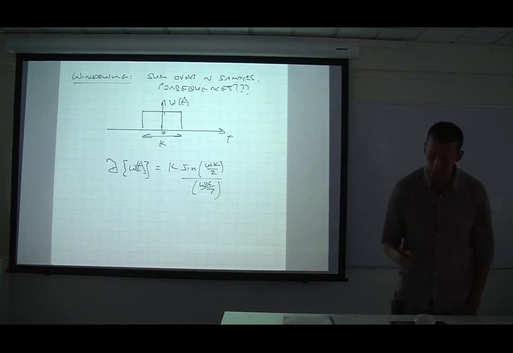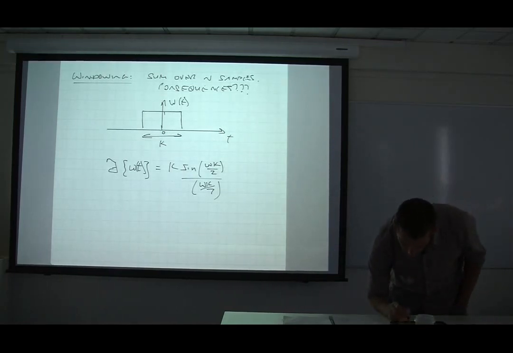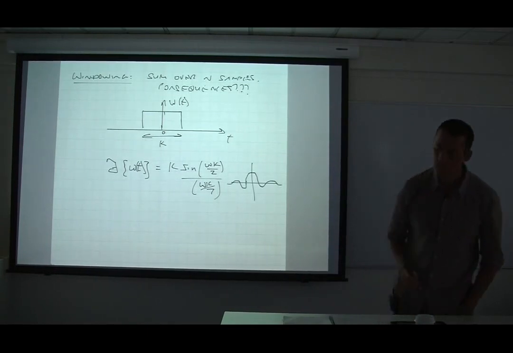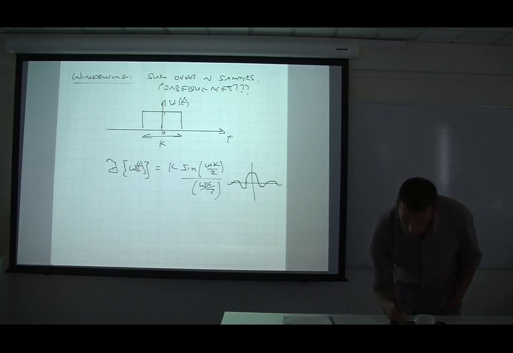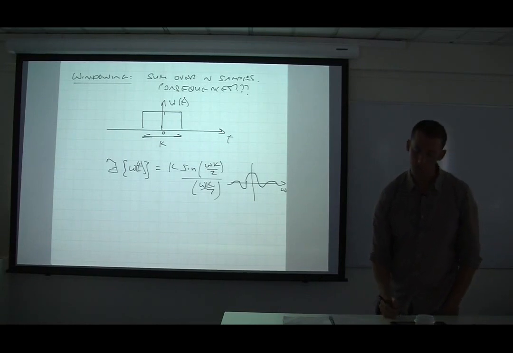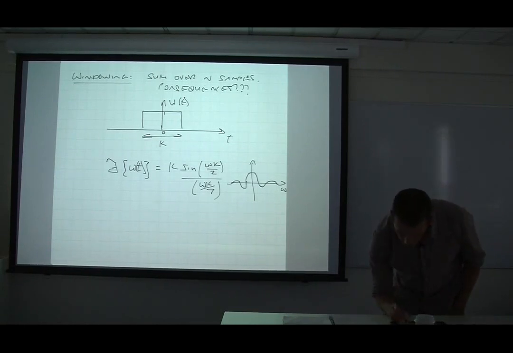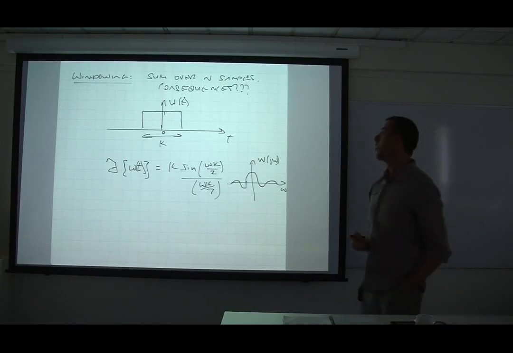And this is a sinc function, which will look like this kind of thing in frequency. We would write that as W of j omega. Okay, why am I telling you about this?